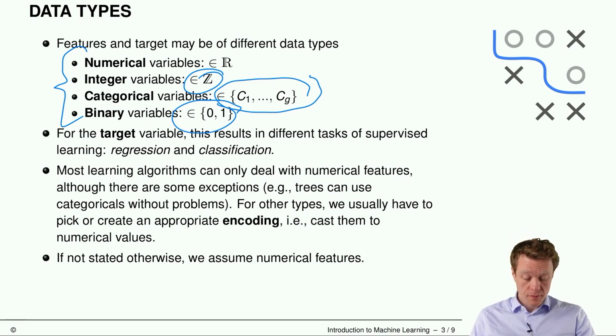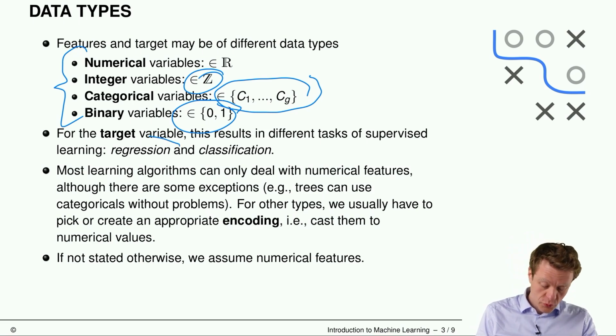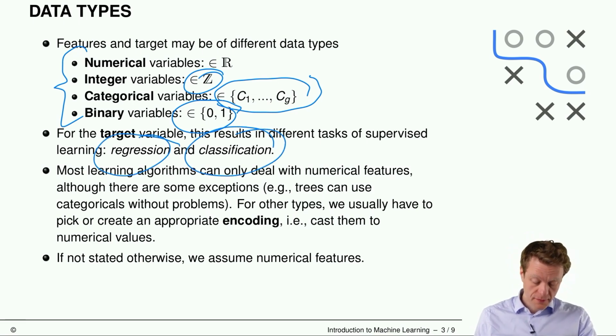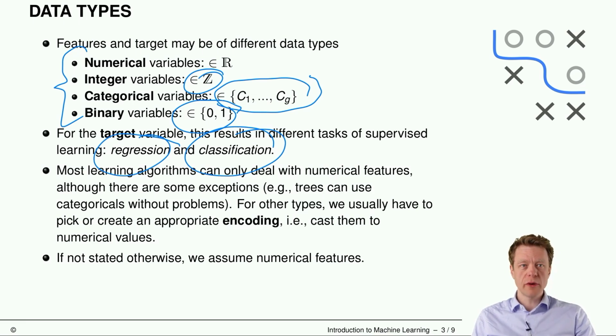For the target variable, the data type has a direct consequence on the task that we try to solve. We have regression and classification, and regression is always for numerical and integer target variables, and classification is for categorical or binary target variables.